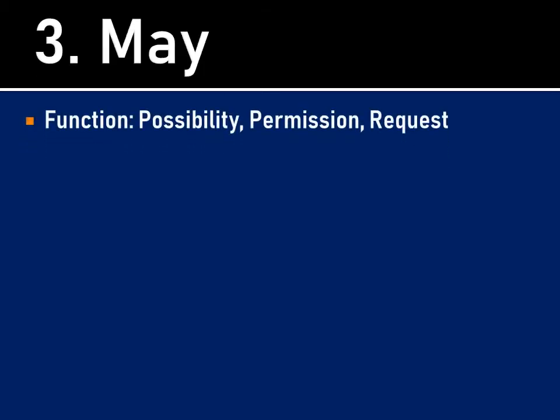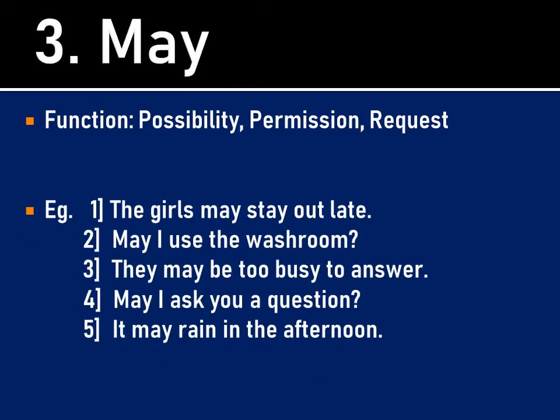May. May again can be used to show possibility, permission or request. Now let's look at the examples to make this point clear. Now I say the girls may stay out late. Okay, they may stay, that's a possibility. May I use the washroom? You're asking for permission. They may be too busy to answer. Again, a possibility. May I ask you a question?